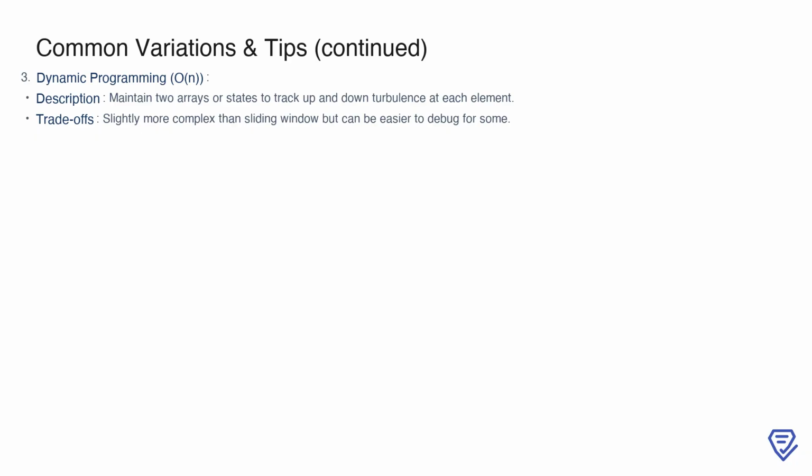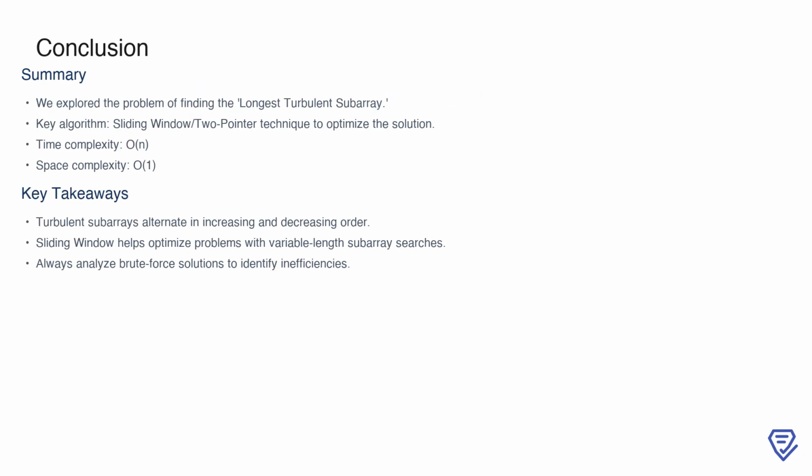The trade-off is that dynamic programming can sometimes be easier to debug since the logic is more explicit. Choosing between sliding window and dynamic programming often depends on your comfort level and the specific constraints of the problem, but both approaches are highly efficient and well-suited for this challenge. And that's a wrap. We solved the longest turbulent subarray problem using an efficient sliding window approach.